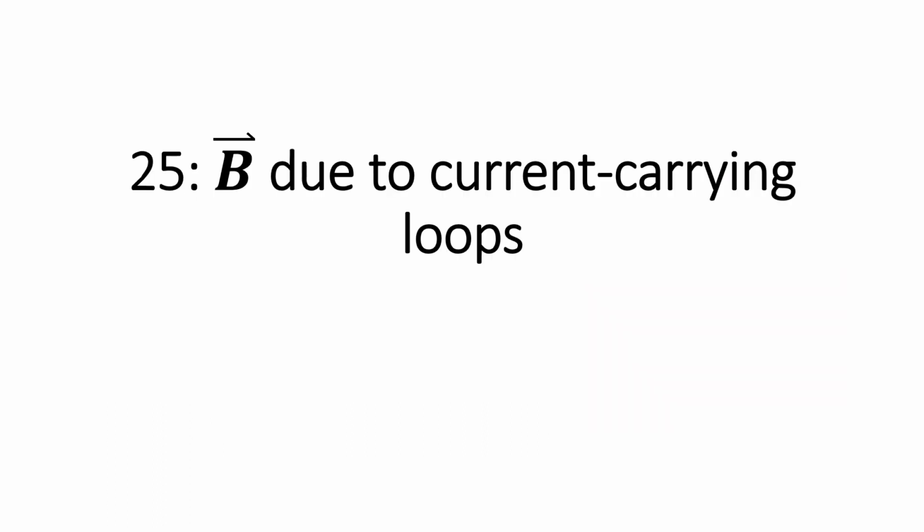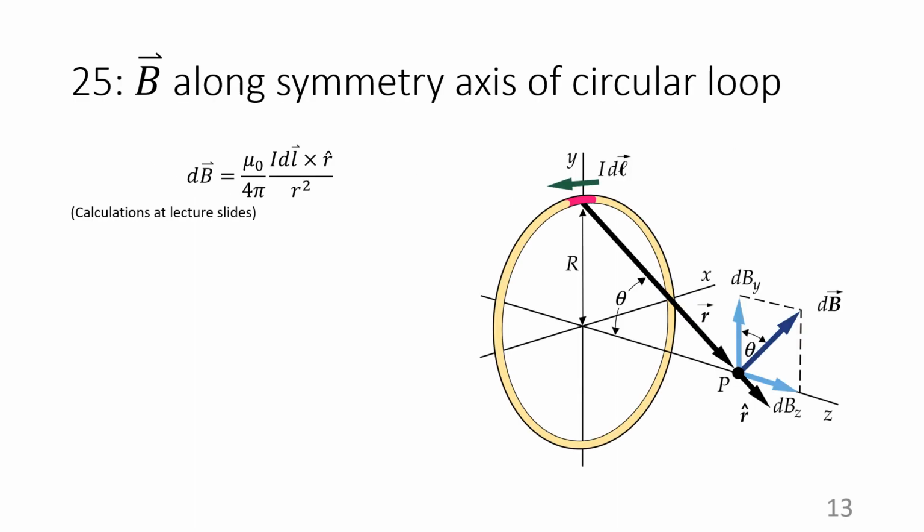Moving on to lecture 25, we explore magnetic fields due to current carrying loops. As seen in the figure on the right, the configuration for this problem involves a circular loop placed on the xy plane that carries a counterclockwise current if you view it from the positive z-axis. Our field point is along the z-axis, a distance z from the origin. To be specific, this is our field point.